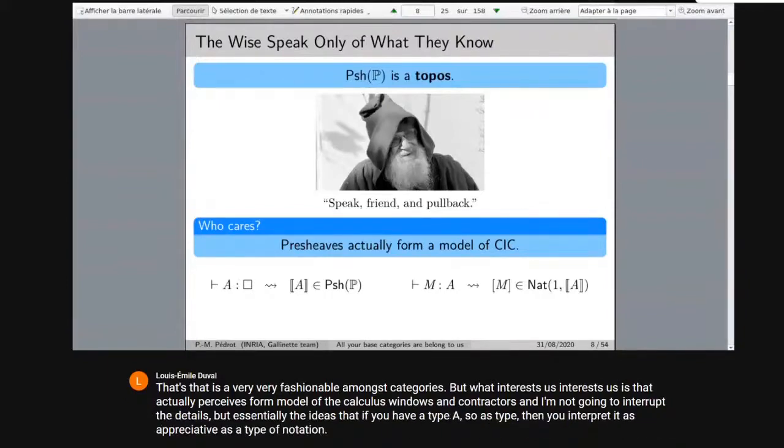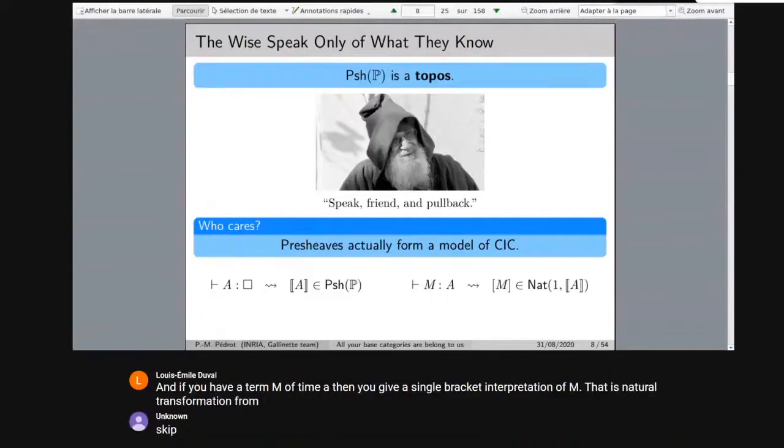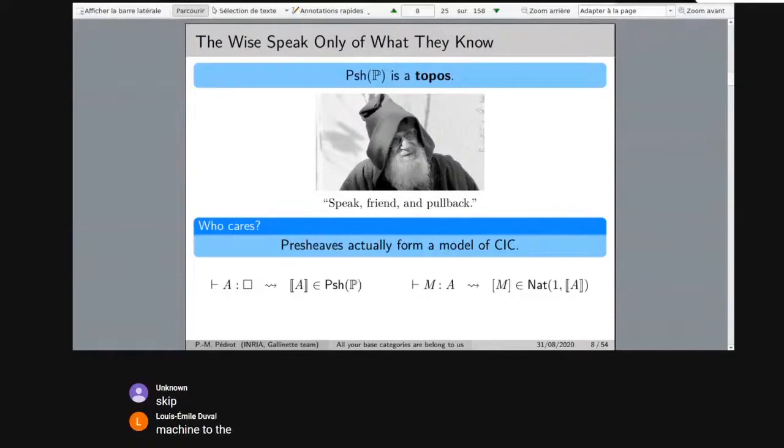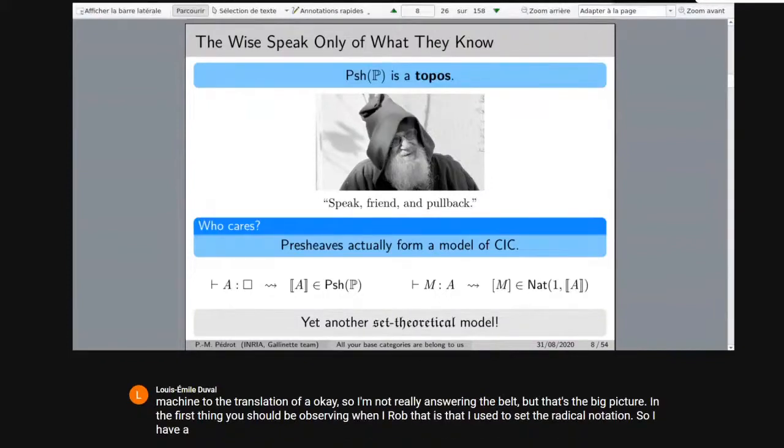So double bracket A needs to be a presheaf. And if you have a term M of type A, then you give a single bracket interpretation of M, that is a natural transformation from 1, the unit presheaf, to the translation of A. Okay, so I'm not really entering the detail, but that's the big picture. And the first thing you should be observing when I wrote that is that I used set theoretical notation. So I have a membership notation in the middle because all of these constructions are living in set theory.